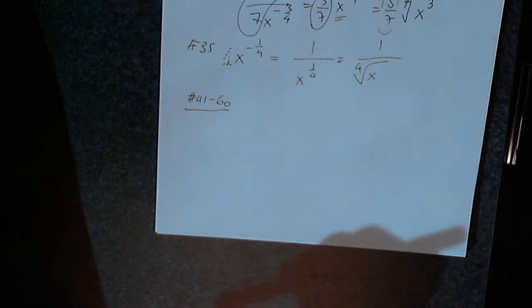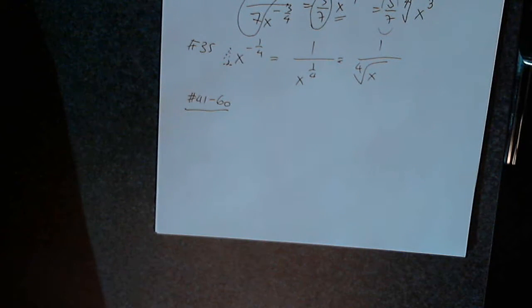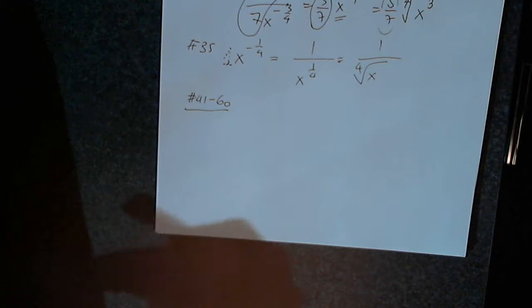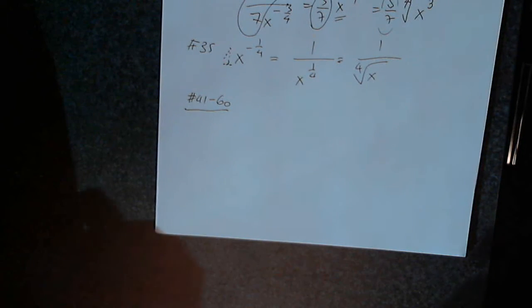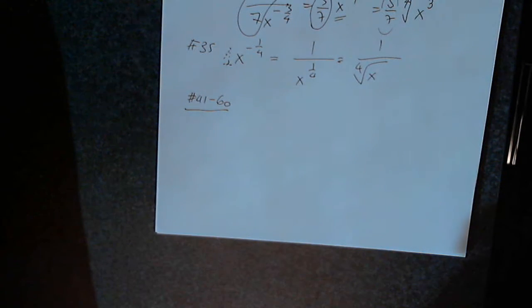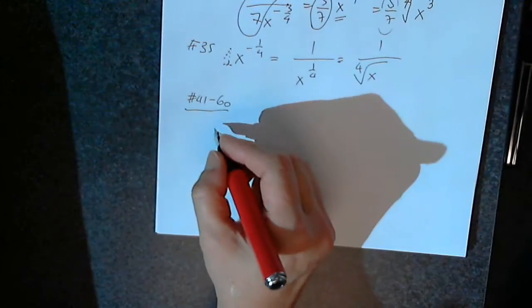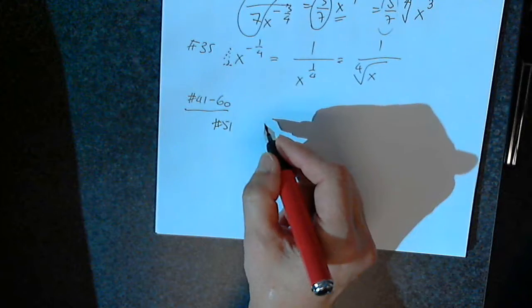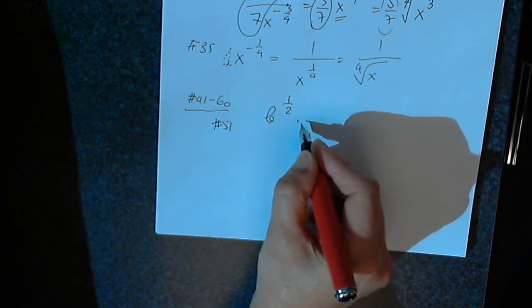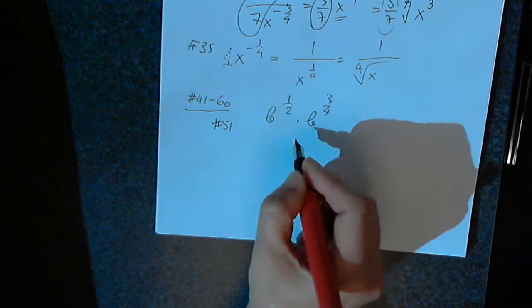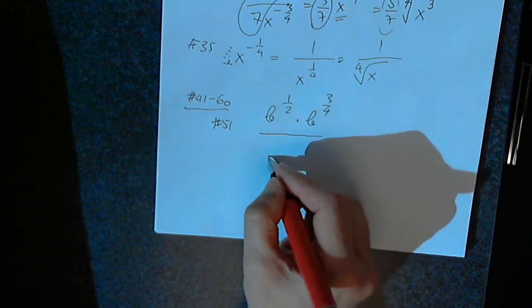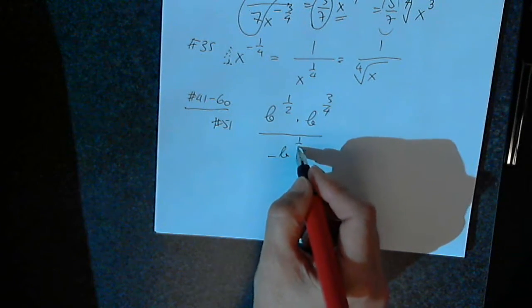Okay, moving on. 41 through 60. Any preference? It's all about practicing the rules and simplifying. 51. You said 51? Yeah. Very good. That's good. Looks awful. It's not. It just looks impressive, but it's not difficult.